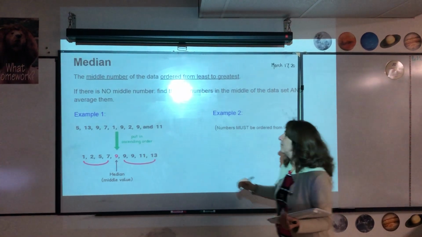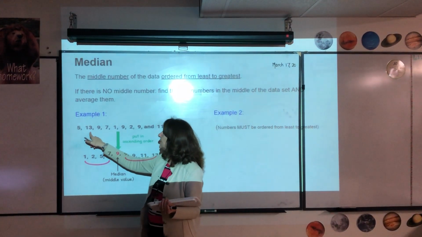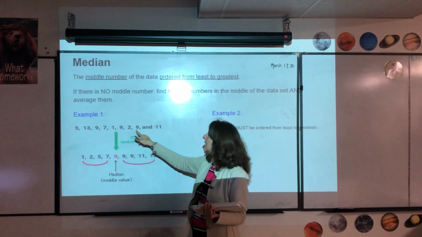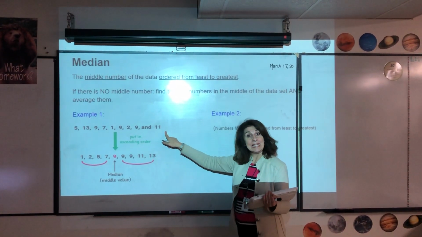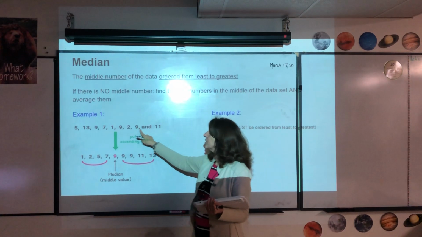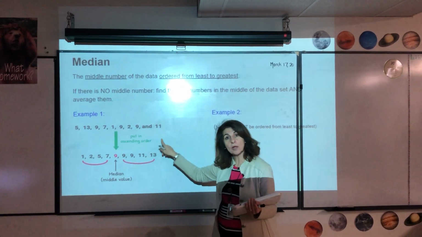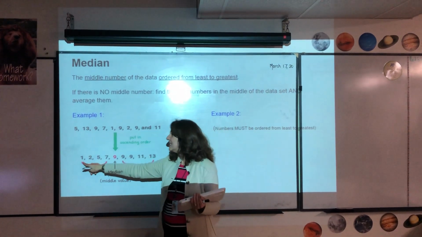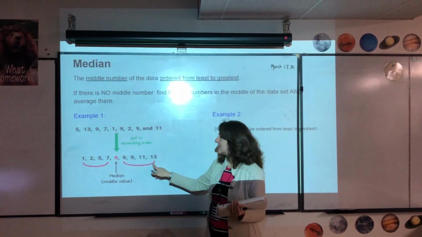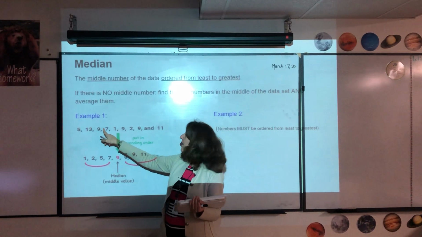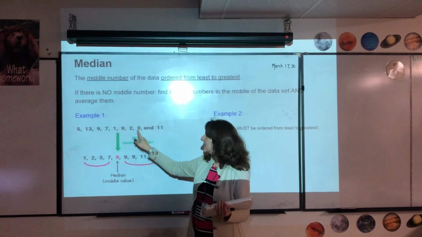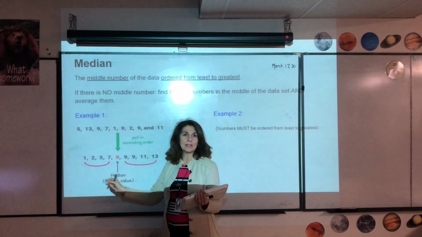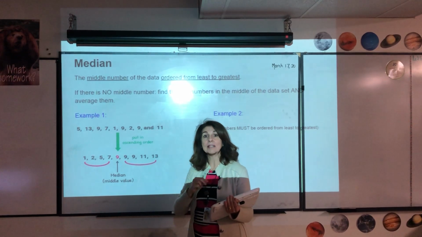The first example, I have all these numbers: 5, 13, 9, 7, 1, 9, 9, and 11. The first thing that I have to do is put my numbers in order from least to greatest. In this case, I have 3 9s. So I put all of them. I don't write just one of them. I write all of them.